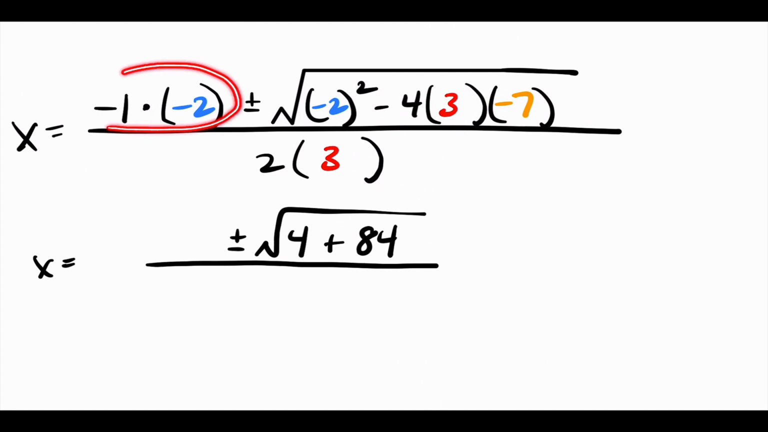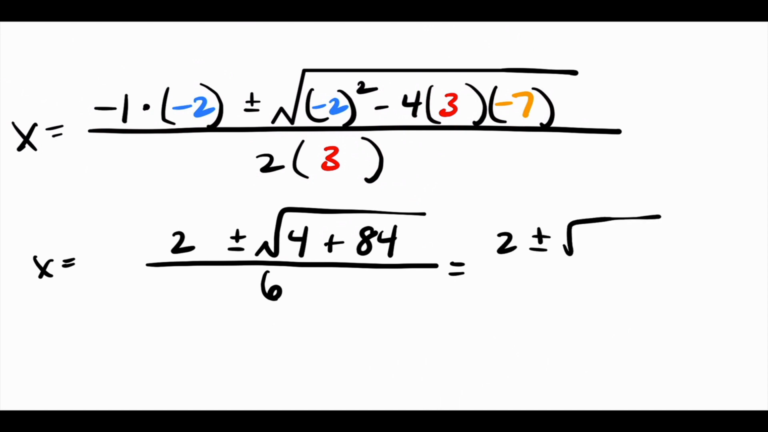Now out here, I can multiply these two guys. -1 times -2, +2. And on the bottom of the fraction, it's 2 times 3, 6. So I end up getting 2 plus or minus the square root of 88 over 6. Okay, so I'm going to stop right there. That's not our answer, but I'm going to stop right there.